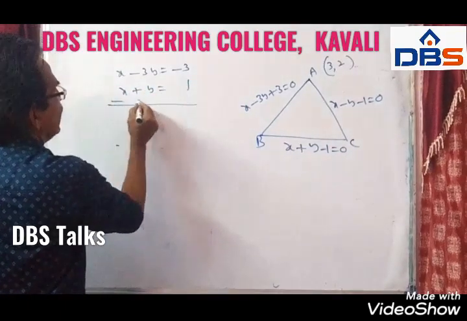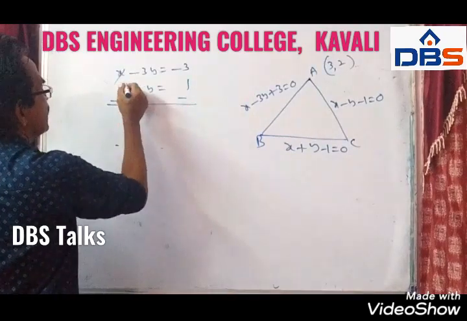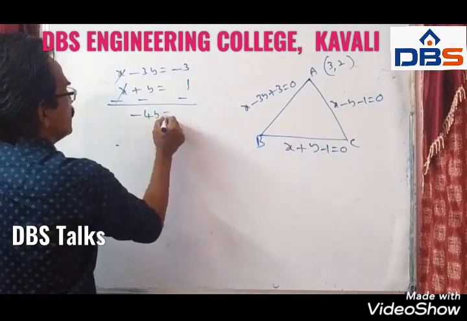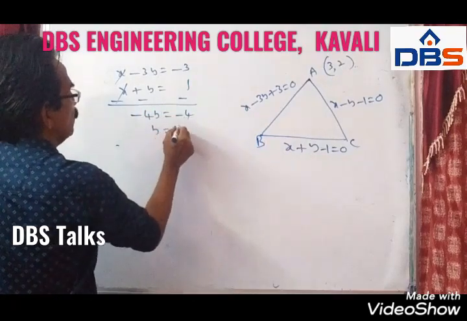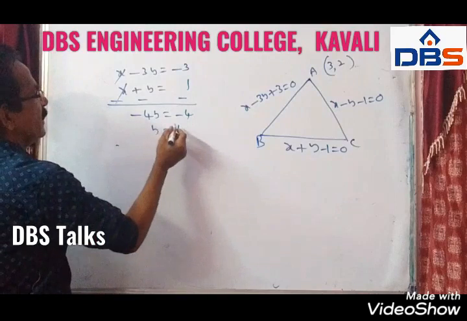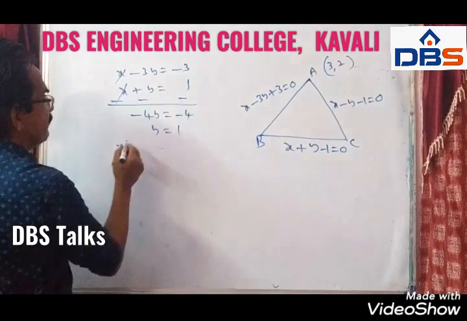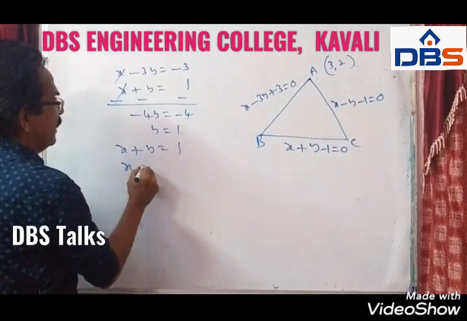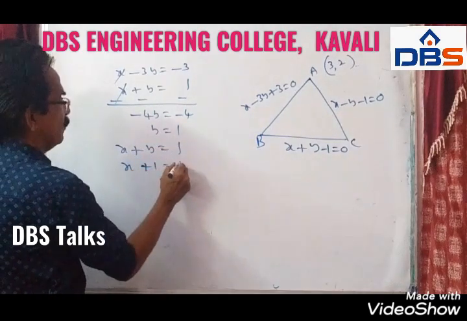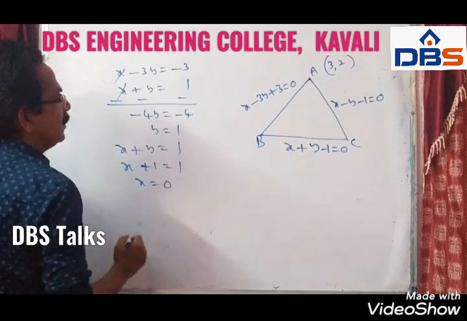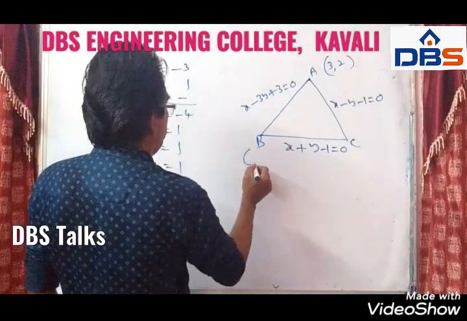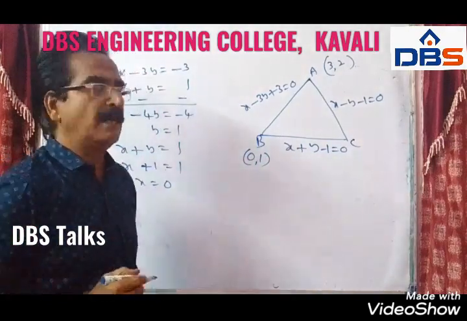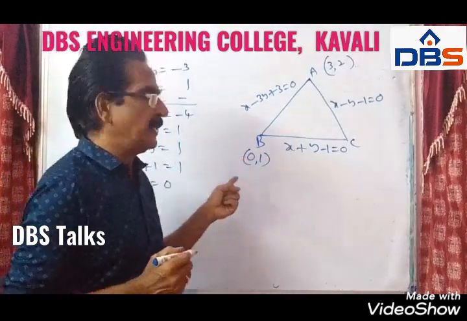So minus x gets cancelled. Minus 4y is equal to minus 4, y is equal to 1. Let us substitute y is equal to 1 in this equation. X plus y is equal to 1, x plus 1 is equal to 1, x is equal to 0. So the coordinates of this point are 0 comma 1.